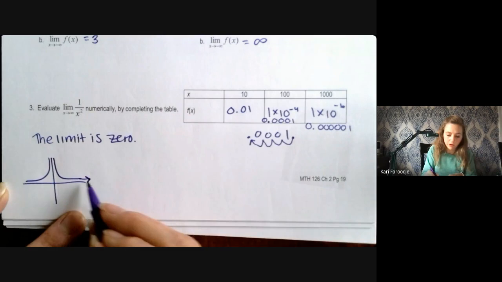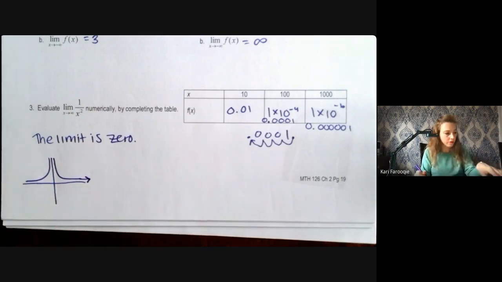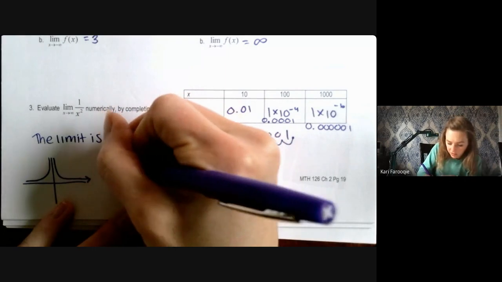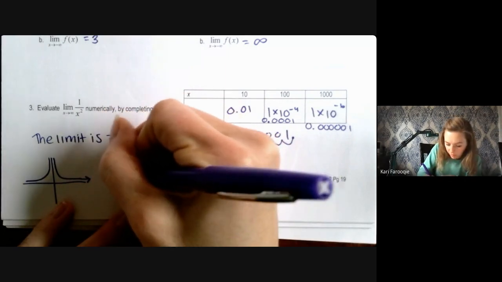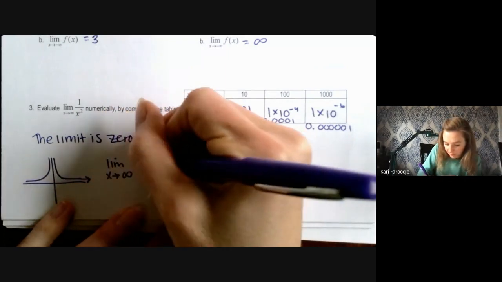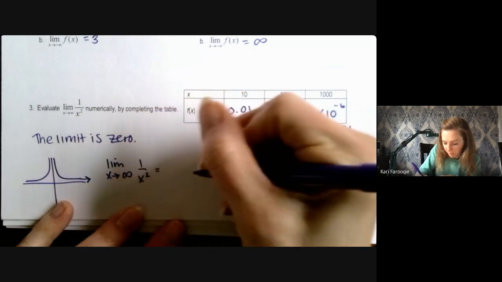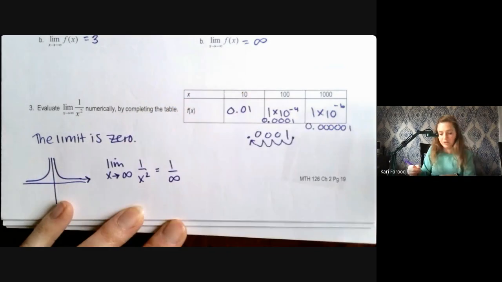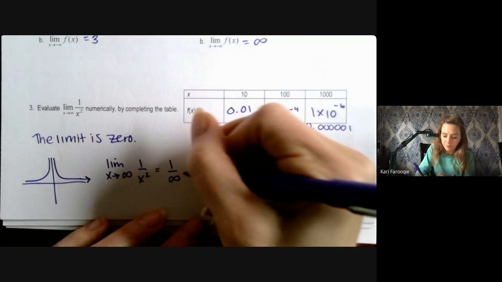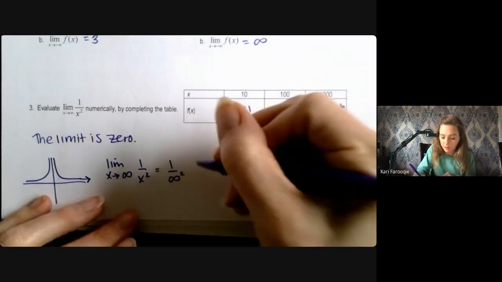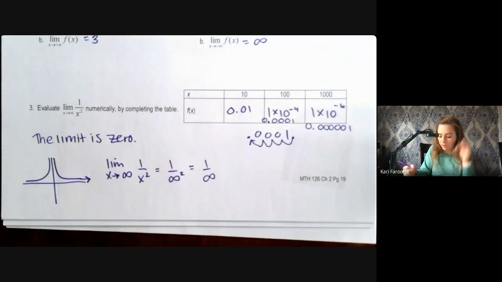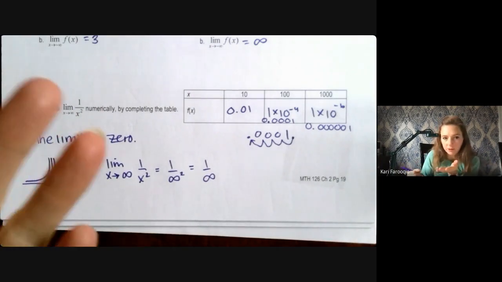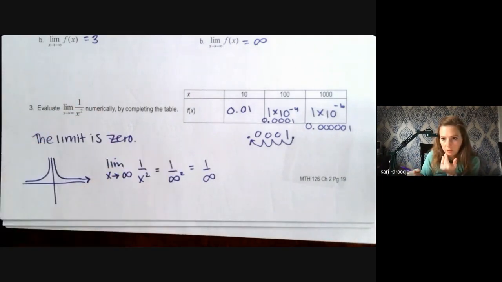So that means that y is heading off towards y equals 0. Another way that we would see this is if you try to evaluate this limit algebraically using direct substitution, you would end up getting 1 over infinity squared. Well, infinity squared is still just infinity. I know that seems odd, but you can't have more than infinity. So if you square it, it's still just infinity.